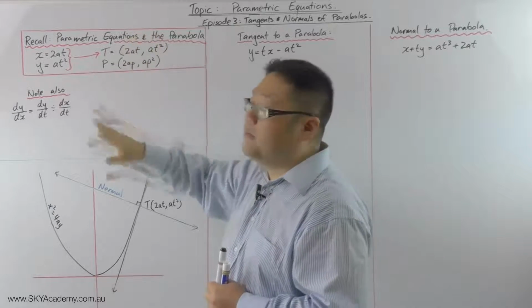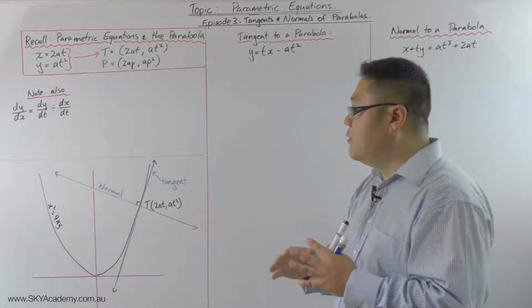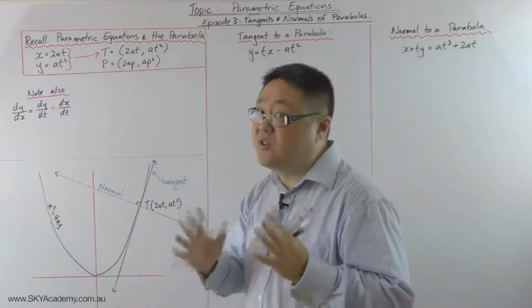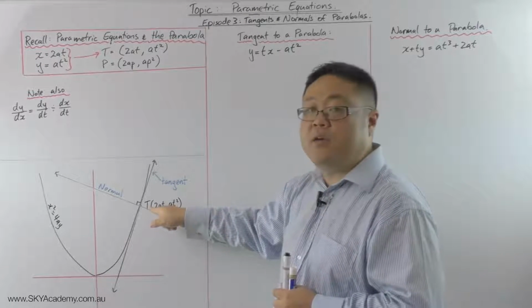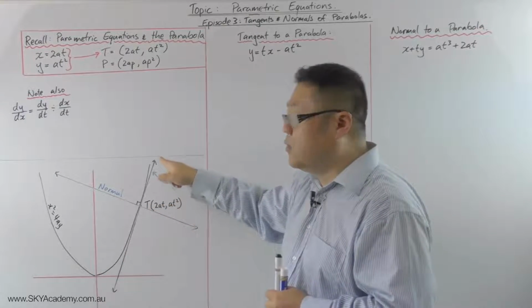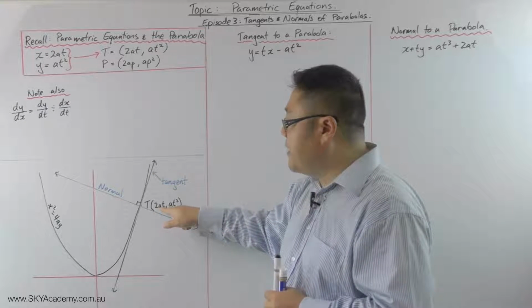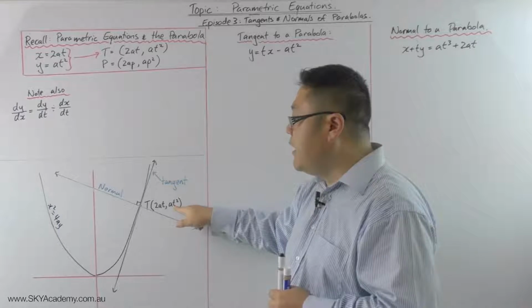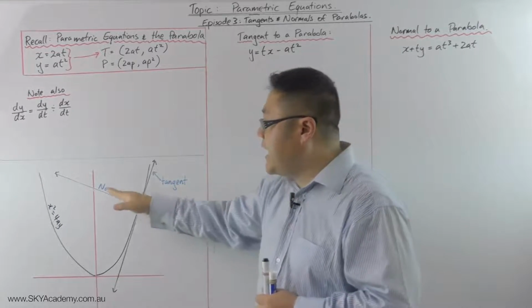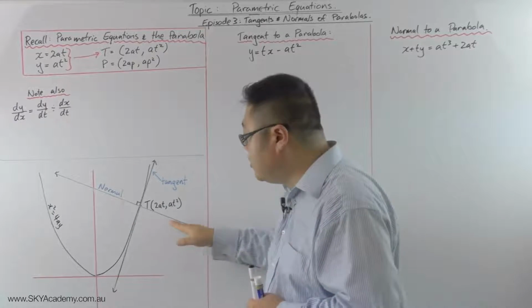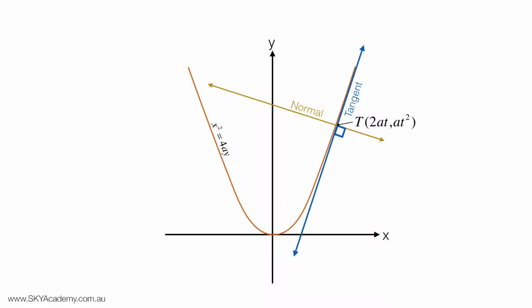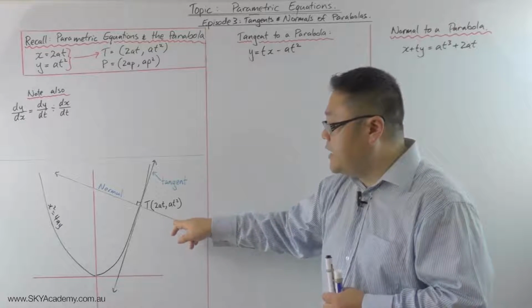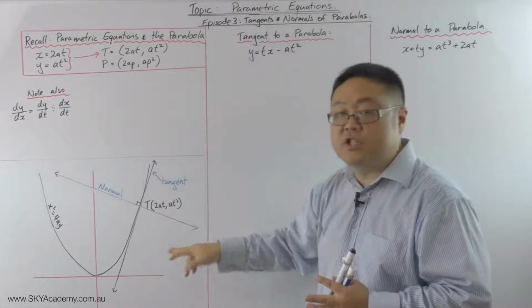Now, from that information, we can sketch a standard parabola and plot a point T, which is your locus, with parametric equations of 2at, at squared, and we can work out the tangent at that point and the normal at that point. The normal would be this one here, the tangent would be this one here. All we need to recognize is that a tangent is just a straight line and a normal is just a straight line.